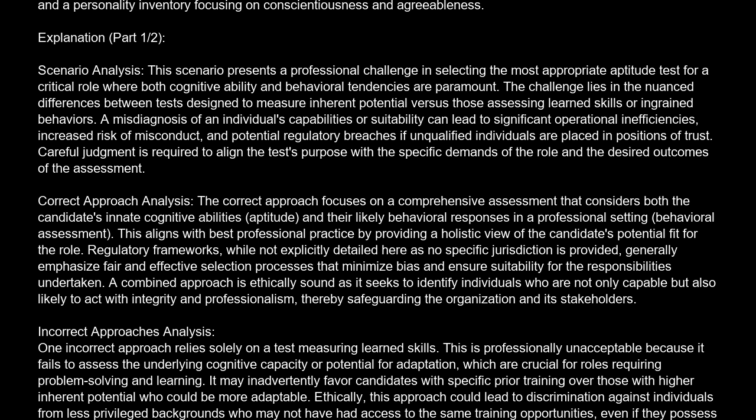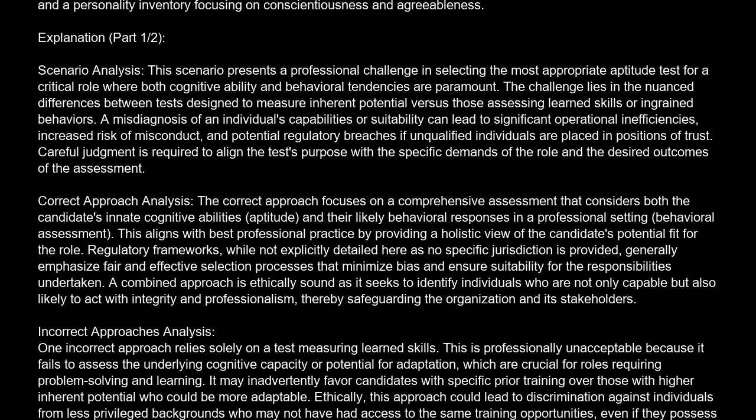The correct approach focuses on a comprehensive assessment that considers both the candidate's innate cognitive abilities, aptitude, and their likely behavioral responses in a professional setting, behavioral assessment. This aligns with best professional practice by providing a holistic view of the candidate's potential fit for the role.